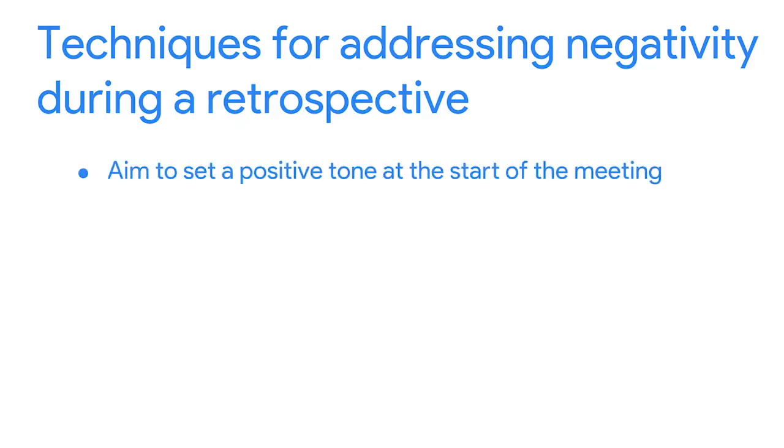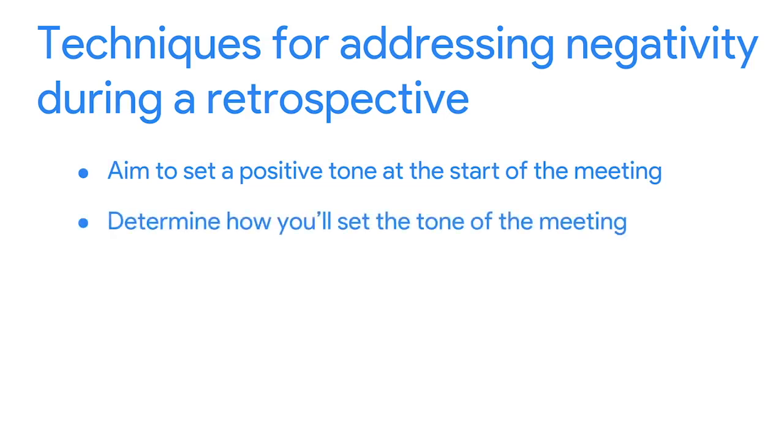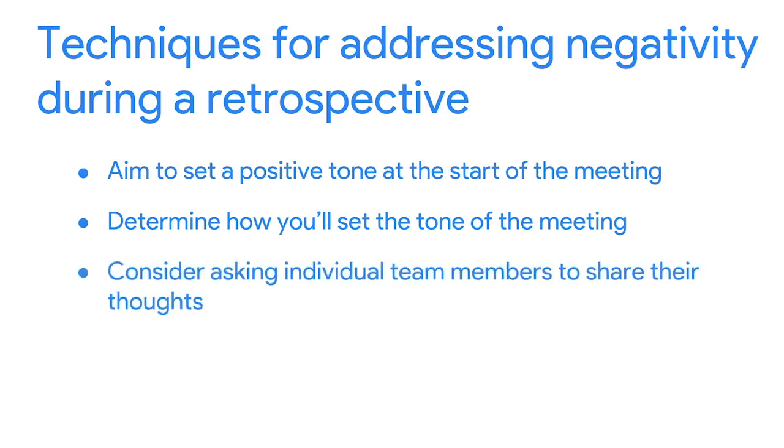Let's review. To address negativity during a retrospective, you can aim to set a positive tone at the start of the meeting, consider asking individual team members to share their thoughts rather than posing questions to the group, or call a meeting break.